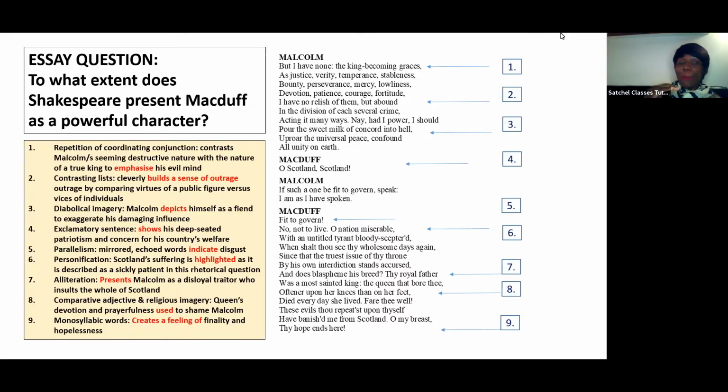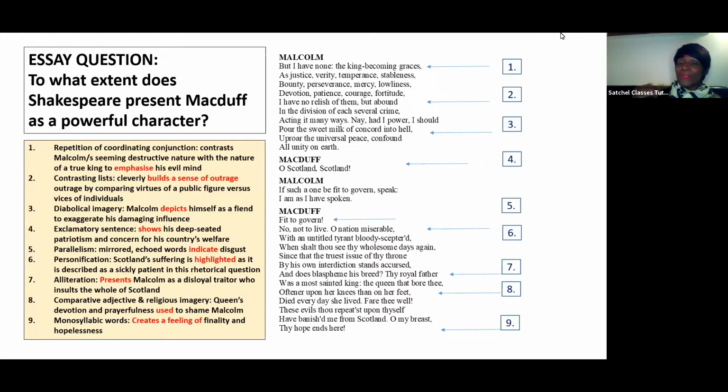So can you see why Macduff has to be powerful? Because he's faced with temptation. He's faced with evil, he thinks. He doesn't realize that Malcolm is testing him. Then Malcolm says, the language becomes diabolical. He talks about hell. Malcolm depicts himself as a fiend to exaggerate his damaging influence. If I were on this throne, this is the kind of destruction and hell that I would cause.